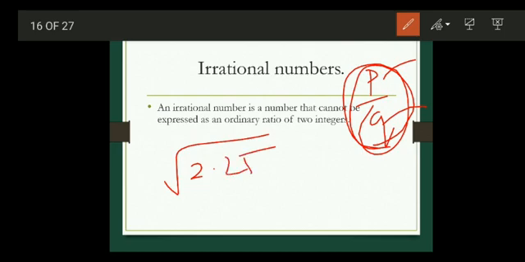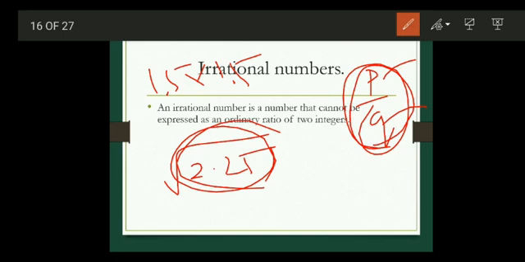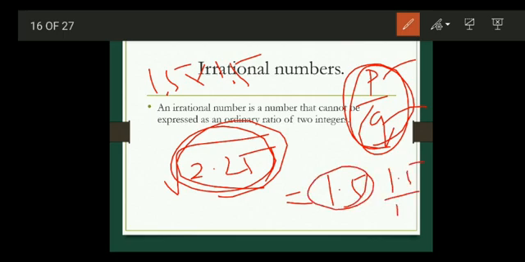Okay. Suppose we take the root of 2.25. What is the root of 2.25? You know that 15 into 15 is 225. So when you take 1.5 into 1.5, you will get 2.25. So the root of 2.25 is 1.5. You can write this as 15 by 10. Here 15 is an integer, 10 is an integer. We have written it in the form of p by q, and here 10 is not equal to 0. So this is a rational number.